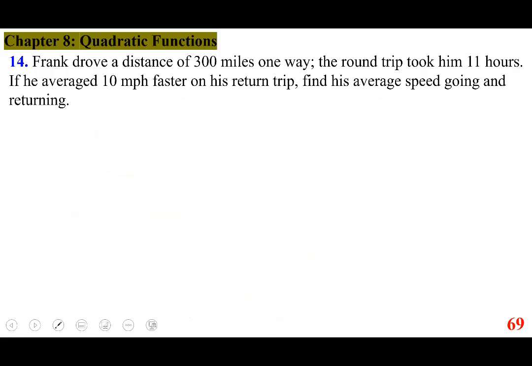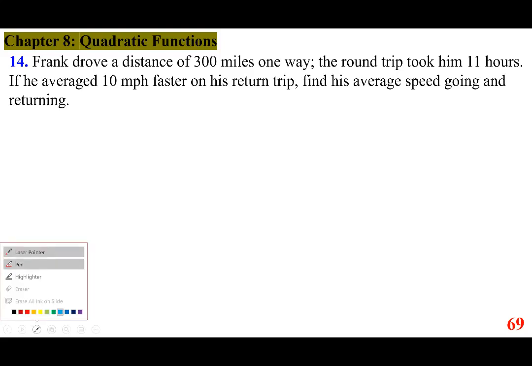Would you mind reading this, please? Frank drove a distance of 300 miles one way. The round trip took him 11 hours. If he averaged 10 miles per hour faster on his return trip, find his average speed going and returning. Perfect. We are looking at what's called a motion problem, class.